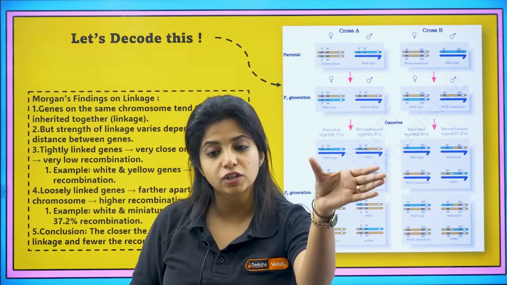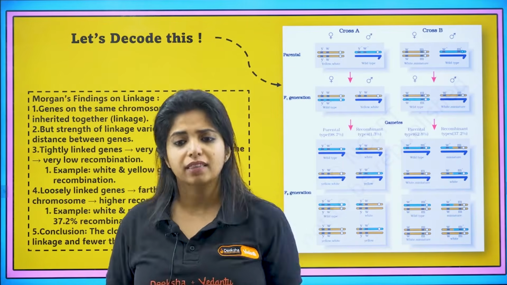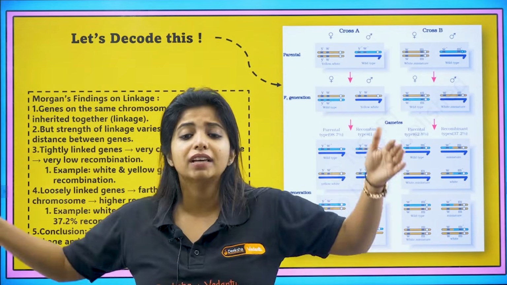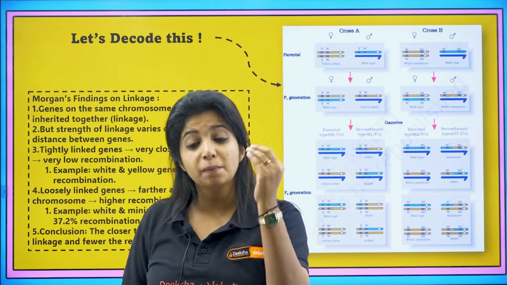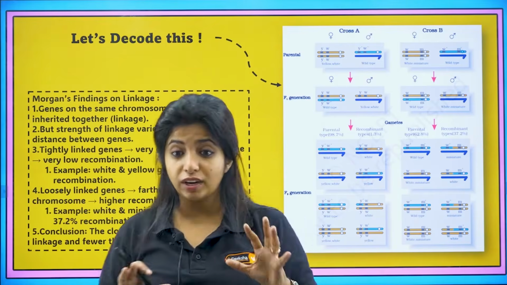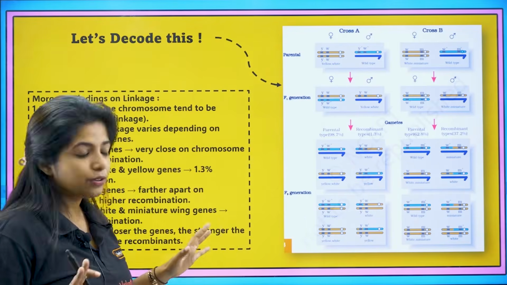This percentage of recombination is given. What do you mean by that? That means the genes are very far from each other. They are loosely linked. So 50% is the maximum, and 37.2 is very close to 50. Okay, so you get to understand that.